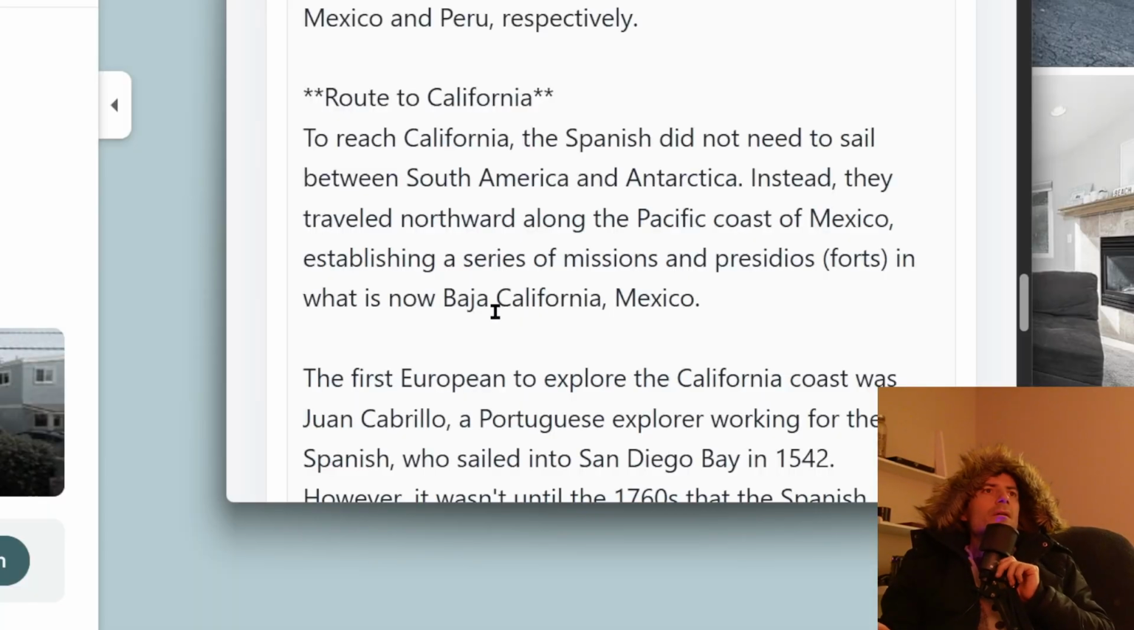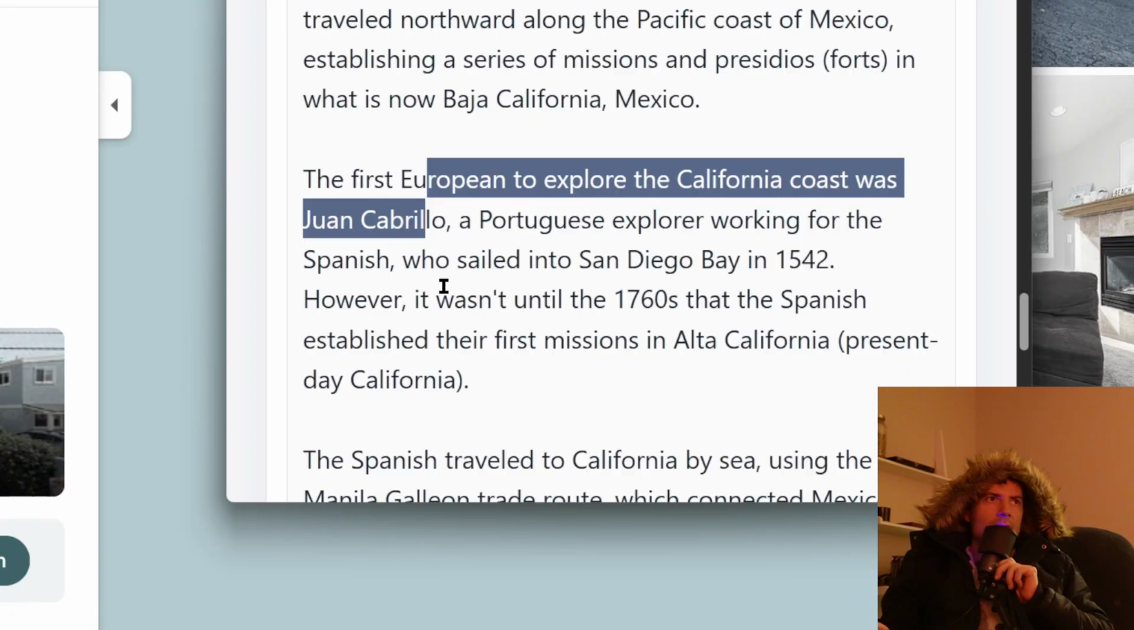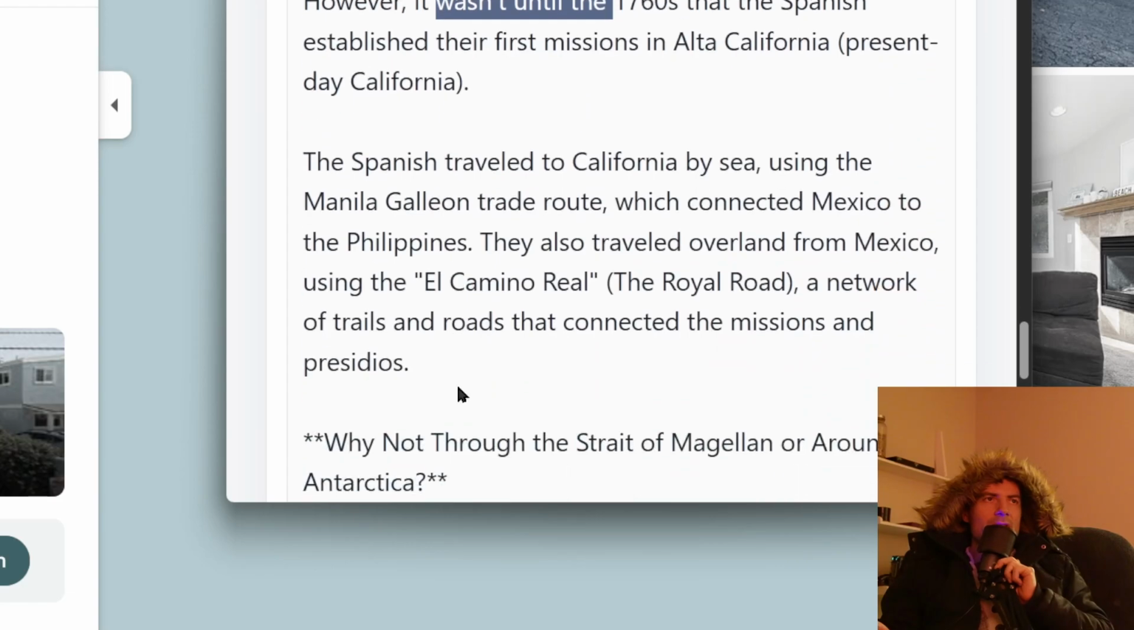Anyway, they reached California. They did not go between South America and Antarctica. Instead, they just traveled all the way up through Mexico. First European to explore California, Juan Cabrillo, a Portuguese explorer working for the Spanish, sailed into San Diego Bay. It wasn't till over 200 years later the Spanish established something in Alta California, present day California.